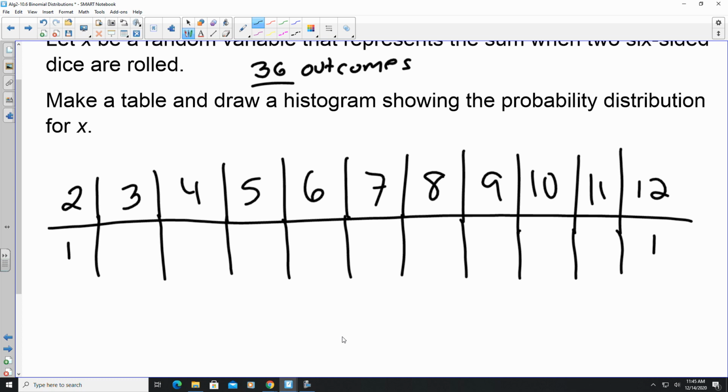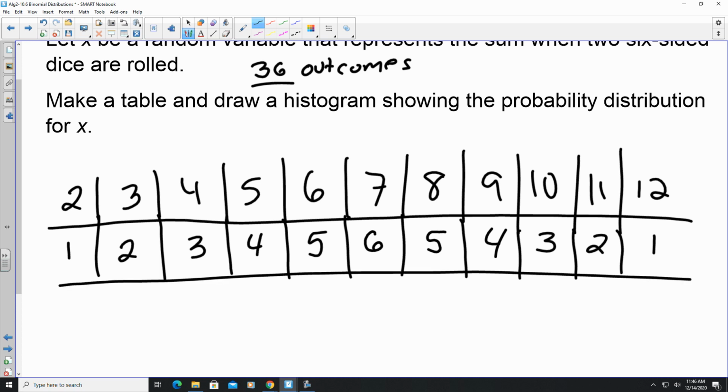There are 2 opportunities for getting a 3, and 2 for getting 11. There are 3 opportunities for getting a 4, and 3 for 10. There are 4 chances at a sum of 5, and 4 chances at a sum of 9. We have 5 chances for a sum of 6, 5 chances for a sum of 8, and 6 chances at a sum of 7. If you add all of these values, 1 plus 2 plus 3 plus 4 plus 5 plus 6 plus 5 plus 4 plus 3 plus 2 plus 1, you should get 36.